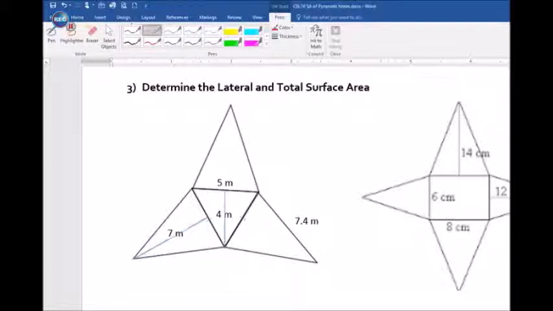Number 3, looking for the lateral surface area and the total surface area. The lateral surface area are the triangles on the outside. Again, I know that most of the time it is going to be labeled the base, and it will not always be in the center, but for the sake of our learning, we're going to go ahead and put it in the center. It appears that each one of these triangles is 7 by 5.